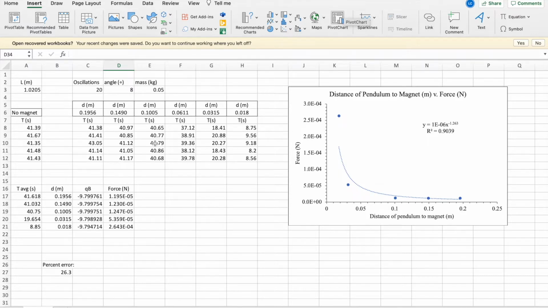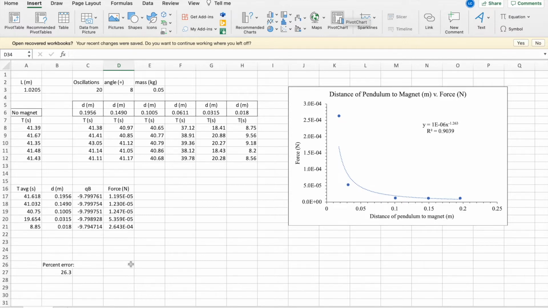Taking our results from all our trials and experiments, averaging them, and doing the fancy math that we explained earlier, we end up with this graph that resembles an inverse square law, which is what we want to see. Inverse square law is something that is present in a lot of nature, and we can see that that is the case here. Slight percentage error of 26.3, but we've determined that that is acceptable.